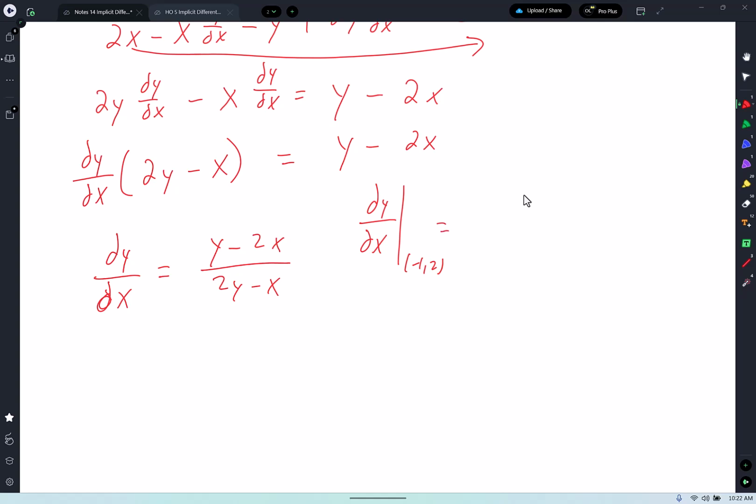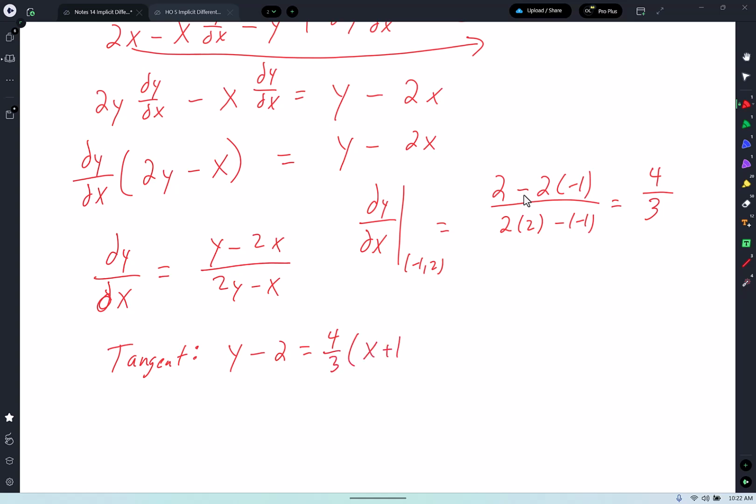So I'm going to write 2 minus 2 times -1 over 2 times 2 minus -1. If there are no mistakes, let's see, negative times a negative is a positive, so I get a 4 in the numerator, and I get 2 plus 1, 3 in the denominator. Here's my tangent. Tangent: y minus 2 equals 4/3 (x plus 1). And here is my normal.